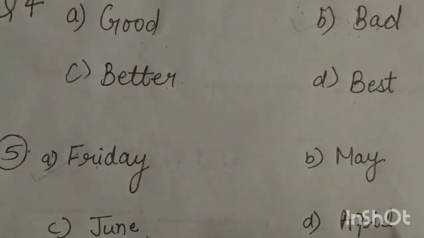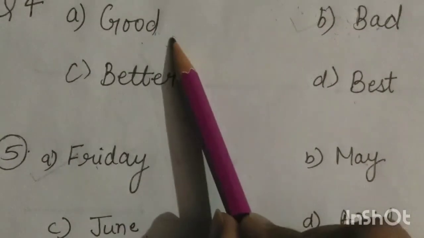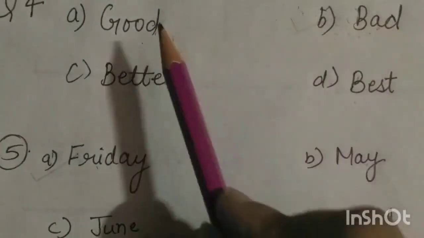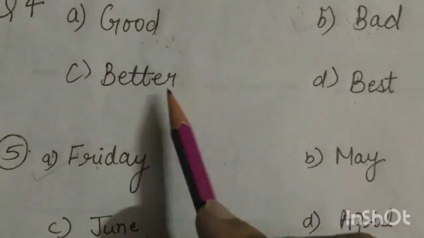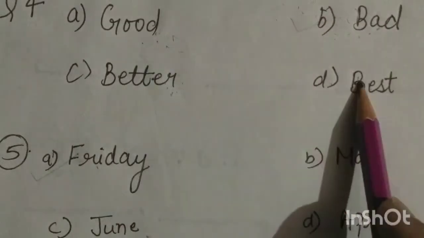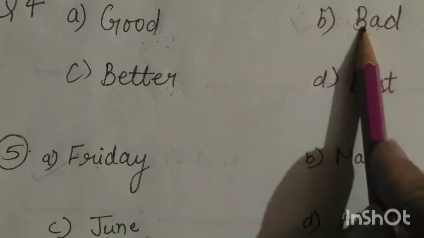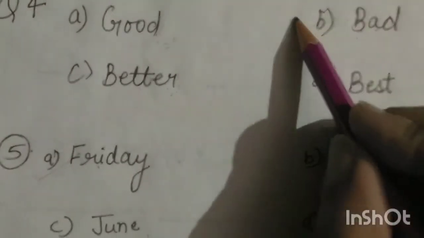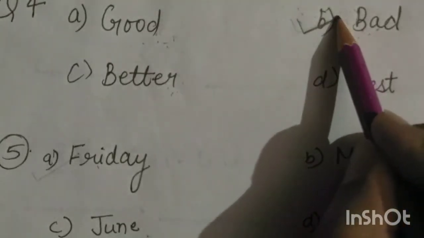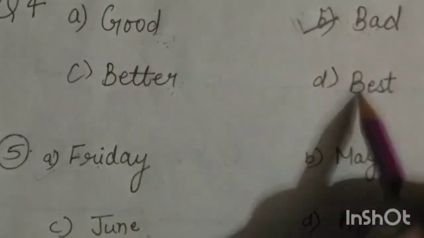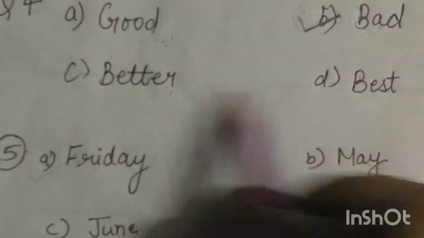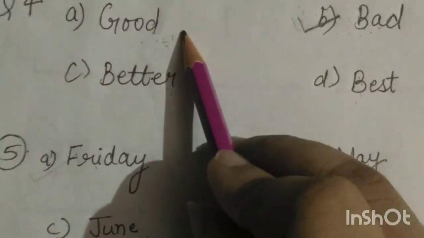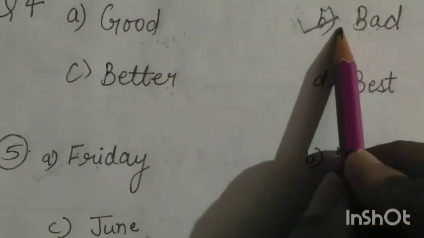Now come to fourth part, where good, bad, better and best is given. We all know that good is positive, better is comparative and best is superlative degree, but bad is opposite to good. So we can find out the different one. They are not asking the opposite, but they have told us the comparative and superlative degrees of the positive one. So this is the different one.